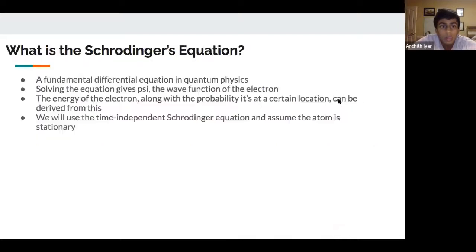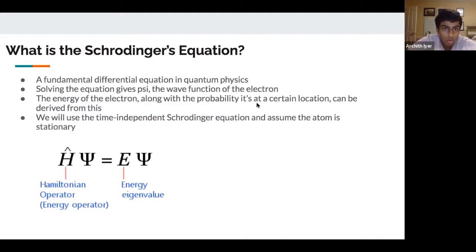So let's begin. What is Schrodinger's equation? Schrodinger's equation is a fundamental differential equation in quantum physics, and solving it gives psi, the wave function of the electron. The energy of the electron, along with the probability that the electron is at a certain location, can be described using psi. Now, it's important to note that we can't find the electron's exact position. That's part of the Heisenberg uncertainty principle. We'll never know where the electron is at a certain point. We can only know its probability.